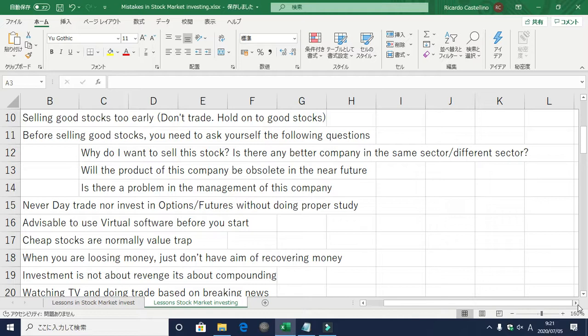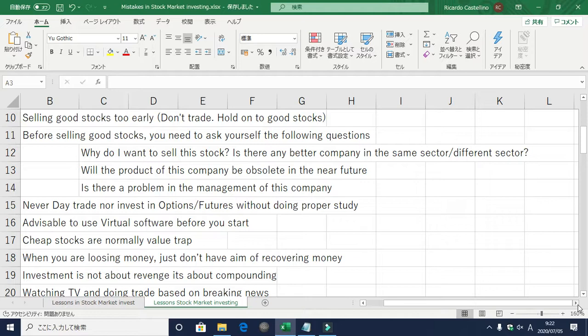Another mistake people make is they buy cheap stocks. Remember, cheap stocks are normally a value trap. Another mistake people make is they trade, that is, day trade.